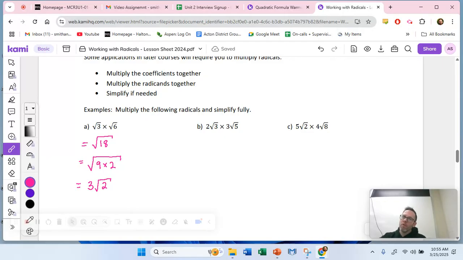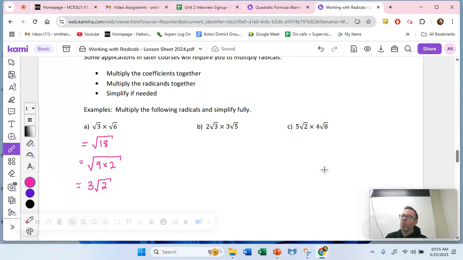Now, for those of you whose calculators are spitting out that exact form, if you punch in root 3 times root 6, it will give you 3 root 2. It doesn't show me you know anything. Show all your work and show those steps. All right. Let's do B together, and then I'll have you guys try C on your own.